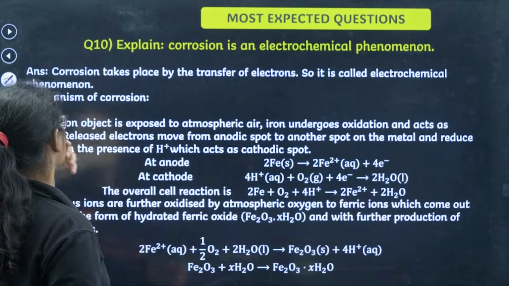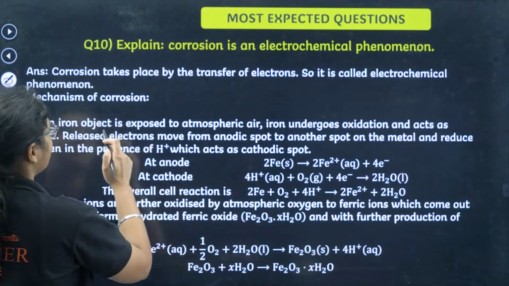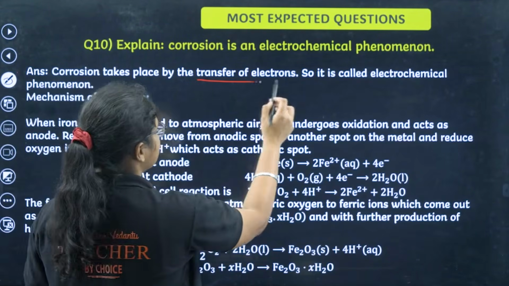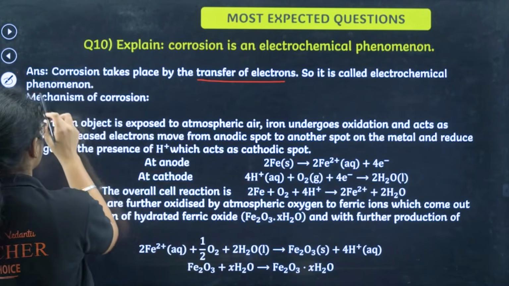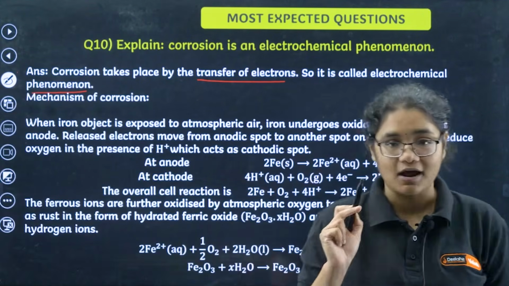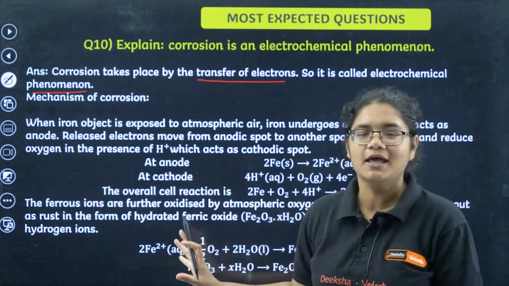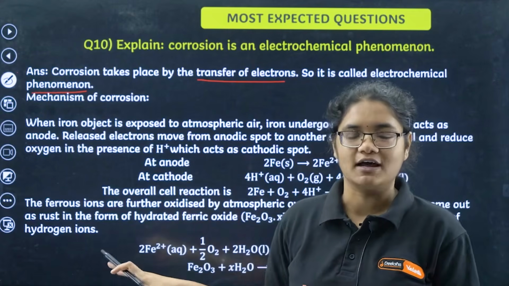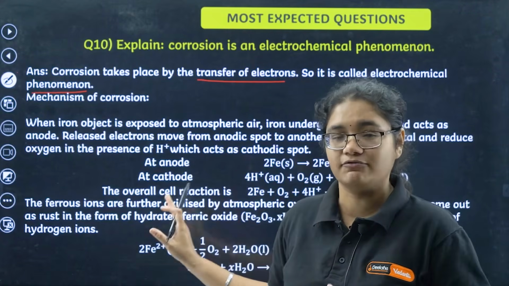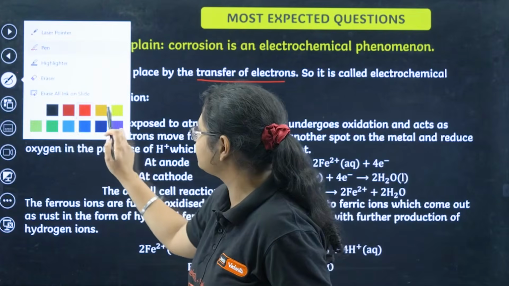So first of all, why is corrosion an electrochemical phenomenon? Because it involves the transfer of electrons, so it is called an electrochemical phenomenon. Now see, the mechanism of corrosion can be asked in the examination. It is not yet asked, but a very potential question. Last year in some pre-board question it was asked, so please prepare this answer. You have to remember this answer properly. So how can you explain the mechanism of corrosion?